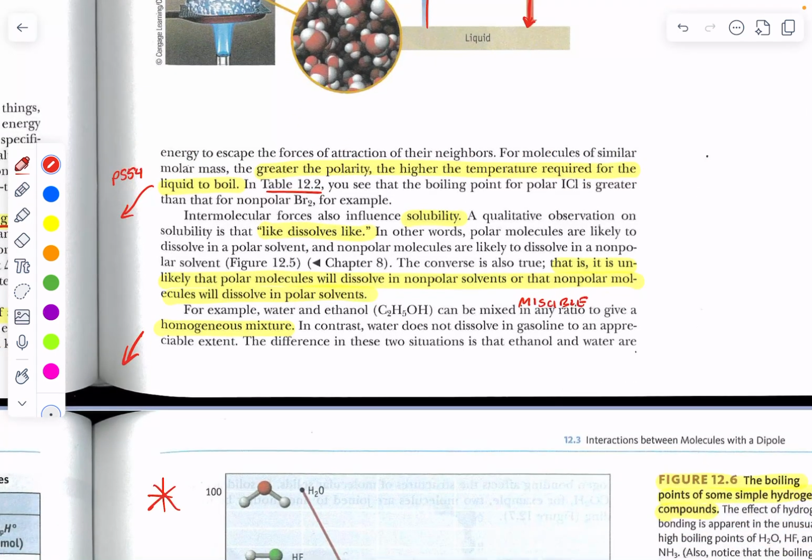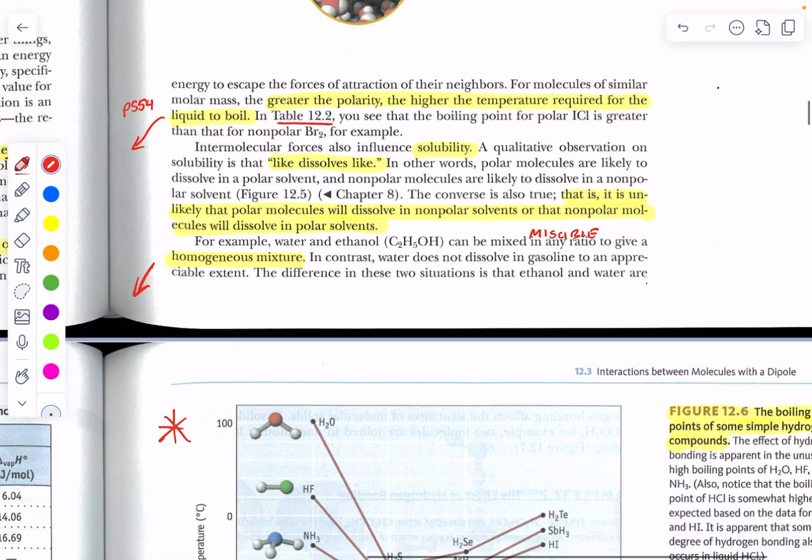Let's see. Solubility. Like dissolves like, and this goes both ways. Polar dissolves in polar, nonpolar dissolves in nonpolar. Polar will not dissolve in nonpolar, and nonpolar will not dissolve in polar. It's a good general rule. And of course, the word like is not like you might like something that's posted on Facebook or whatever. It means alike. Similar in the property of whether it's polar or not.